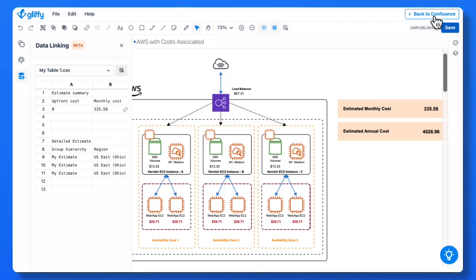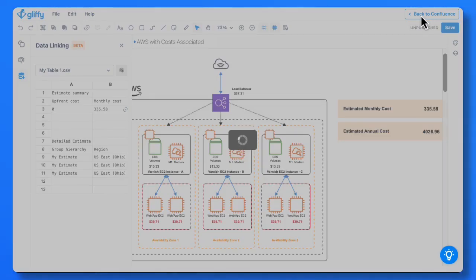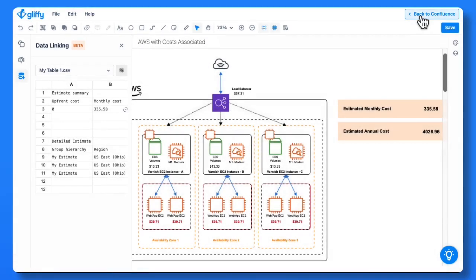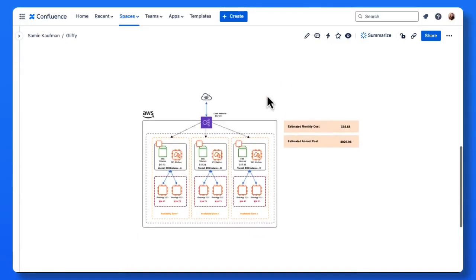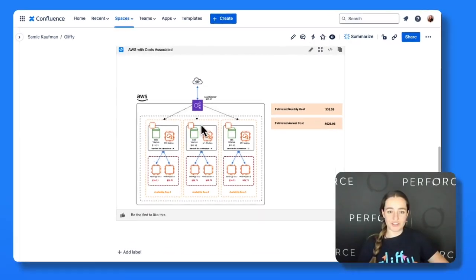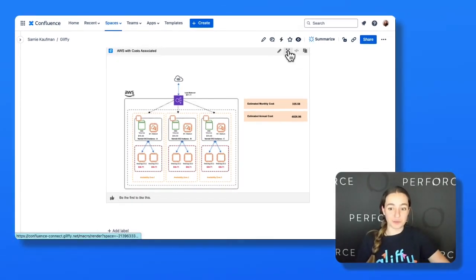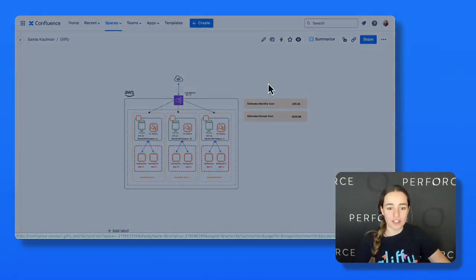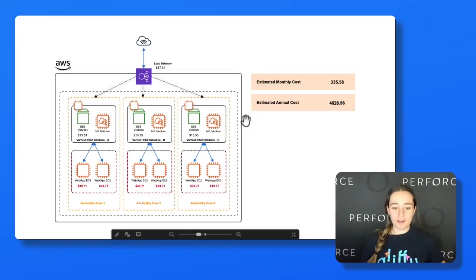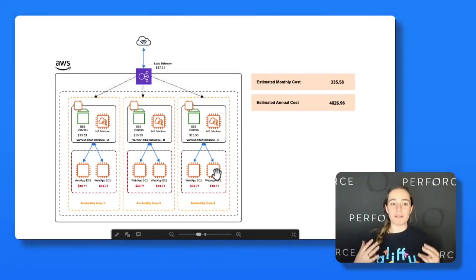Now I'm going to save this and hop back to Confluence so you can see what it looks like on page, but it's basically like any other Gliffy diagram. So it's just hanging out on the page right here for anyone to reference. You can check this out full screen as well. And this is going to help you have that really productive conversation about the concept, how you want to build it, and how much it's going to cost to build that out.